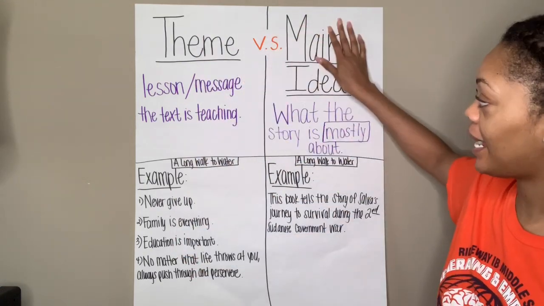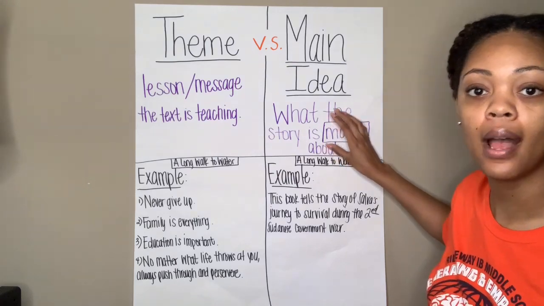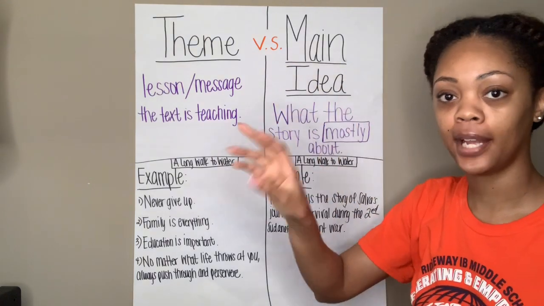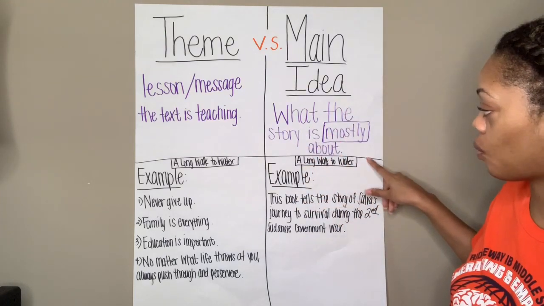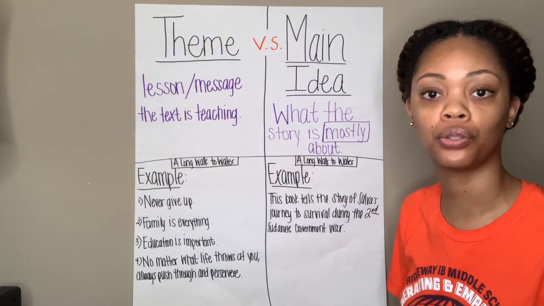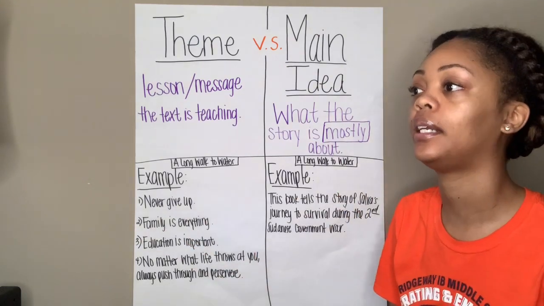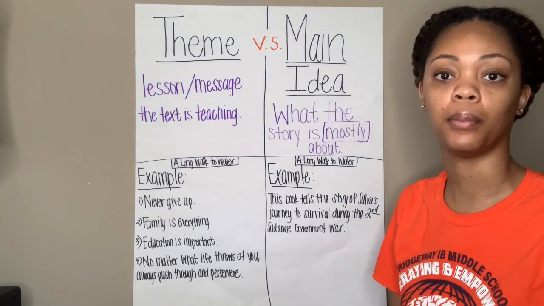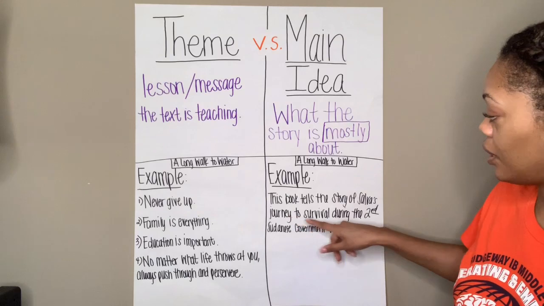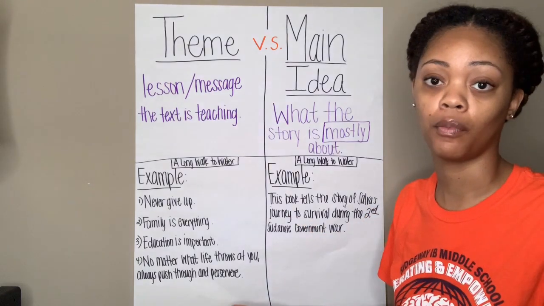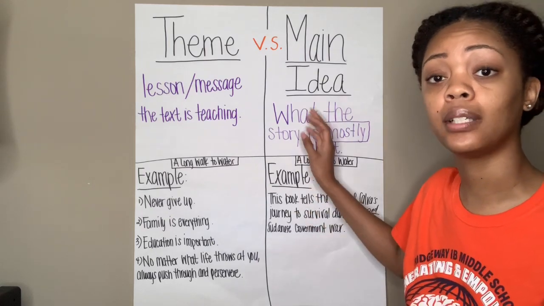Now let's move over to main idea or central idea. That is what the story is mostly about. The big picture. The main idea, central idea is the big picture. So for example, in A Long Walk to Water, what was that story mostly about? If someone was to tell you, what's the main idea of A Long Walk to Water? What is it mostly about? An example that you could tell them: this book tells the story of Salva's journey to survival during the Second Sudanese Civil War. Very simple, straight to the point, and it tells you what the text is mostly about.